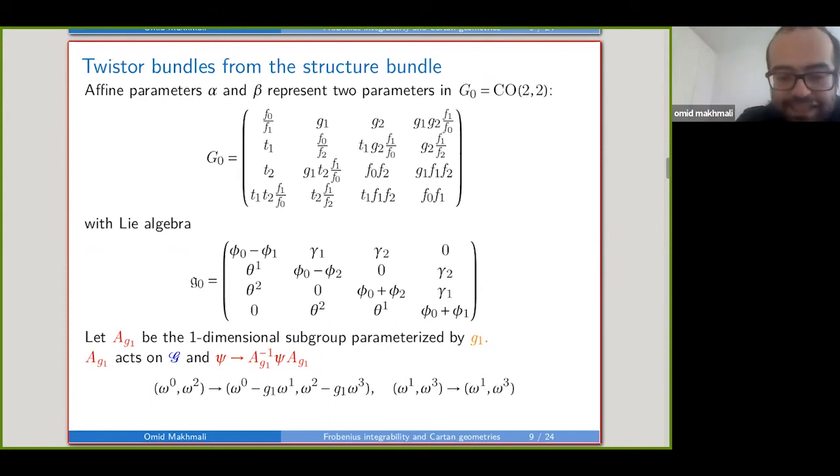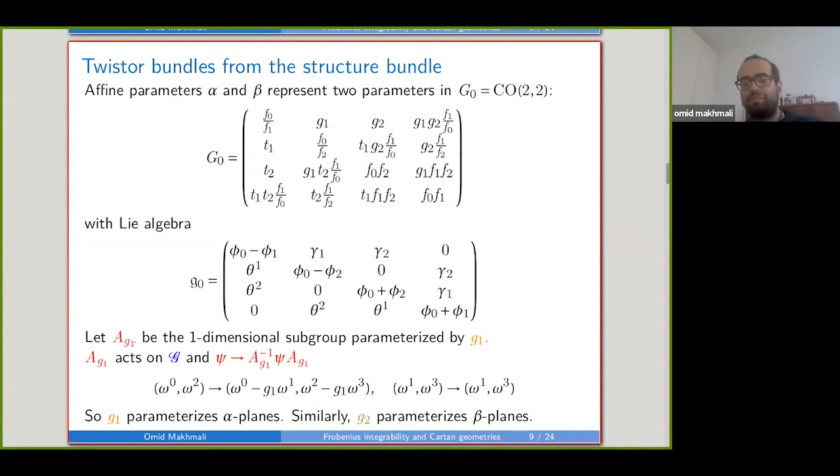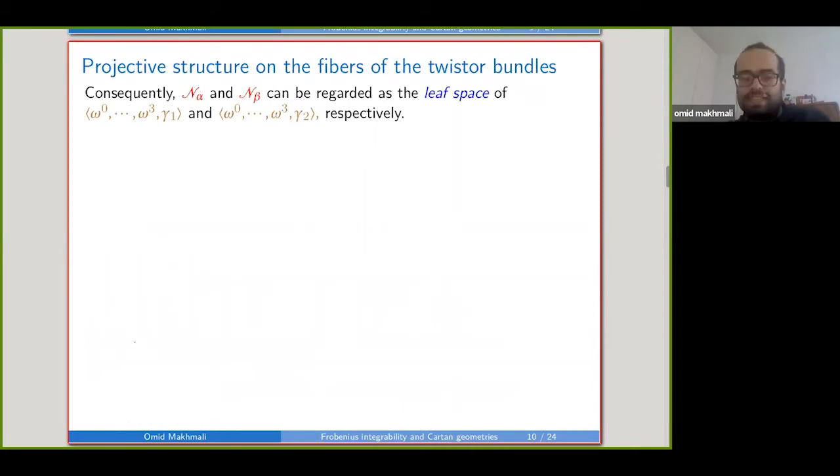And this is exactly like, if you put alpha here, we defined exactly I alpha as the kernel of these two one-forms. So in other words, one can see that starting with M and then acting by G1, G1 can be taken as a parameter for alpha planes, right? The same way one can do with G2 and it parametrizes beta planes. So this suggests that these S1 bundles, these twistor bundles, can be viewed as the leaf space of these integrable Pfaffian systems. First of all, they are integrable and their leaf space gives exactly these twistor bundles.